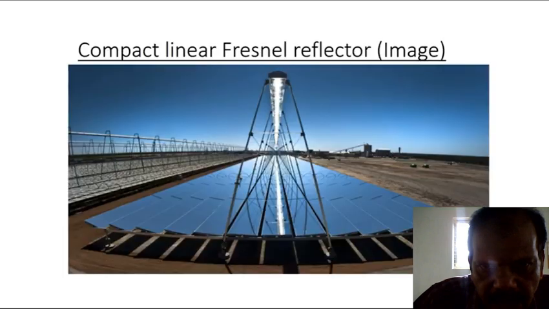We can see the original image like this. We can see at the bottom many linear plates arranged such that all the reflected sun's rays will concentrate on a single axis, and the single axis is provided with the passage for the tube medium flow. So this is an original image.